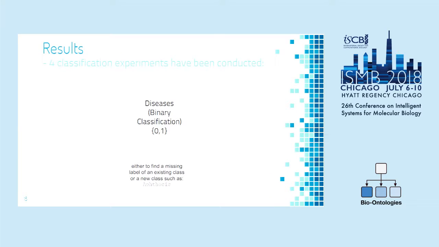For that, we conduct 4 classification experiments. The first one is the basic one, the binary: either a word is a disease or not a disease. And we aim here to either find a new label or synonym of an existing class, or to find a new class that isn't covered by any given ontology, or here the Disease Ontology.